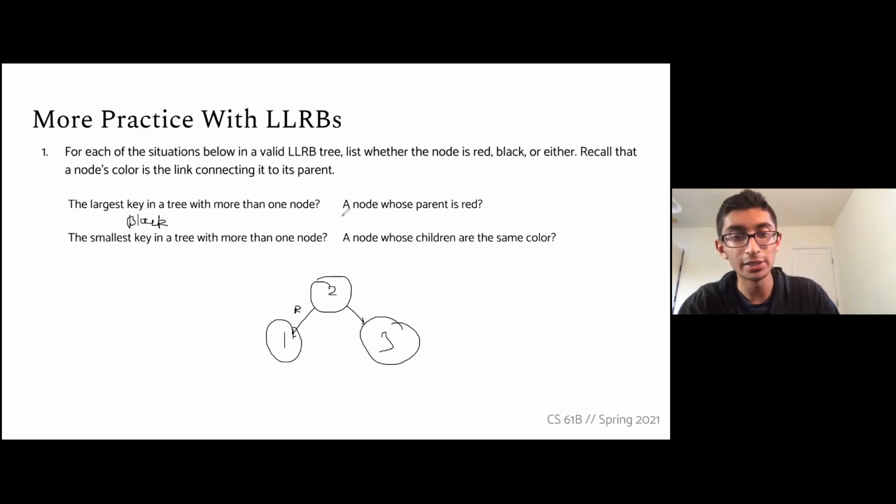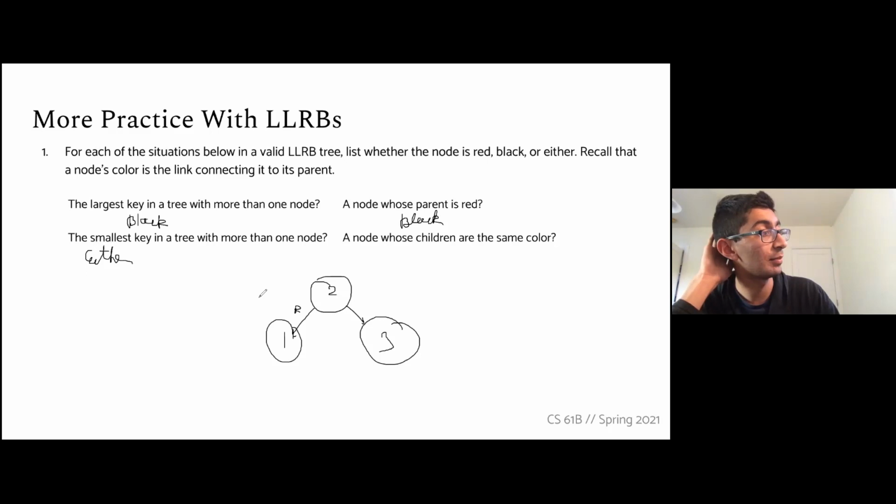Okay, let's go to this question over here. A node whose parent is red. Definitely black, right? We can't have 2 consecutive red nodes. Okay, the smallest key in a tree with more than 1 node. That's right. This one is, in fact, either.